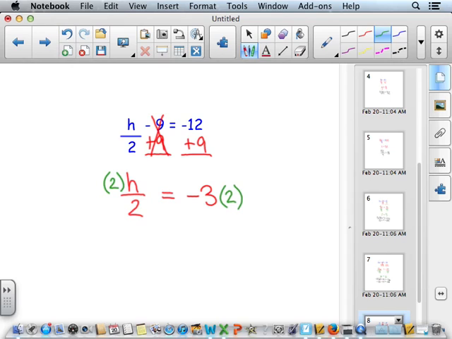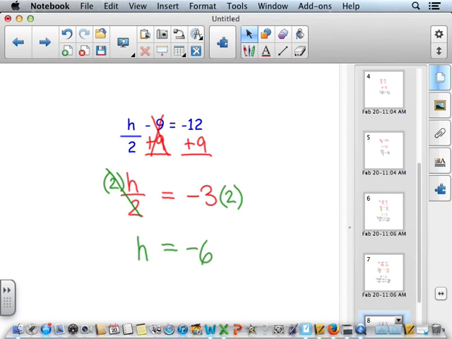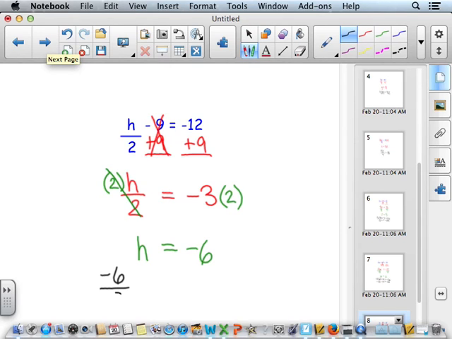Two divided by 2 is 1, and 1h is just h. Negative 3 times 2 is negative 6, so my solution is h equals negative 6. Again, we're going to check our solution by replacing h with negative 6. Negative 6 divided by 2 minus 9 must equal negative 12 if my solution is correct. Negative 6 divided by 2 is negative 3, and negative 3 minus 9 is equal to negative 12.